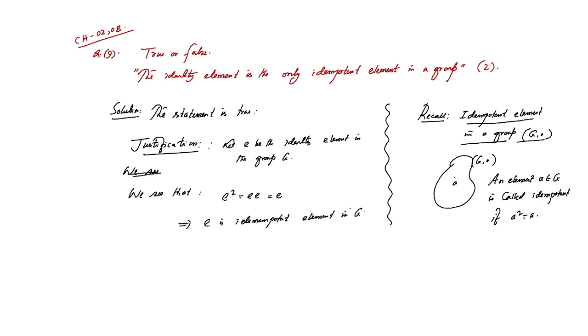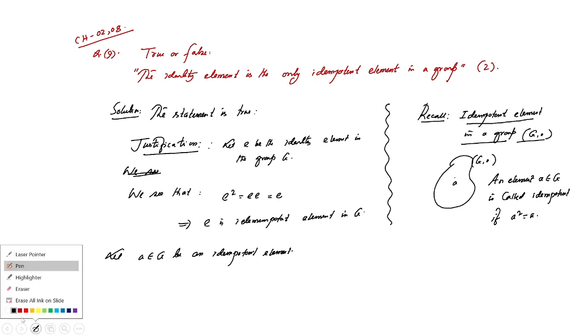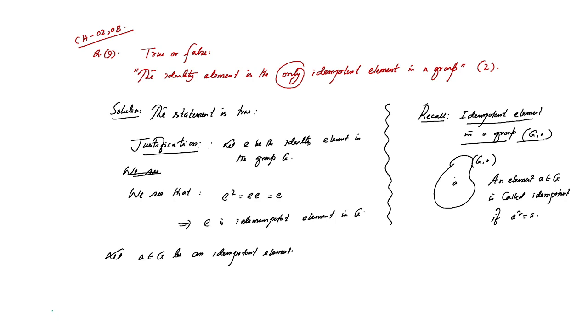But we need to show that there exists no other idempotent element. So let A belonging to G be an idempotent element. Then if we take another element as an idempotent element, that will again be E. That means E will be the only idempotent element. Here it is given "only", so you need to justify only. That means obviously E is idempotent, and it is the only one. There is no other idempotent element.